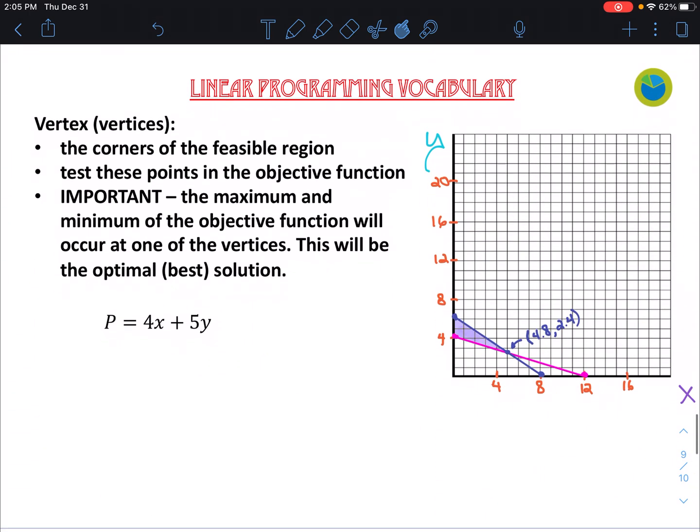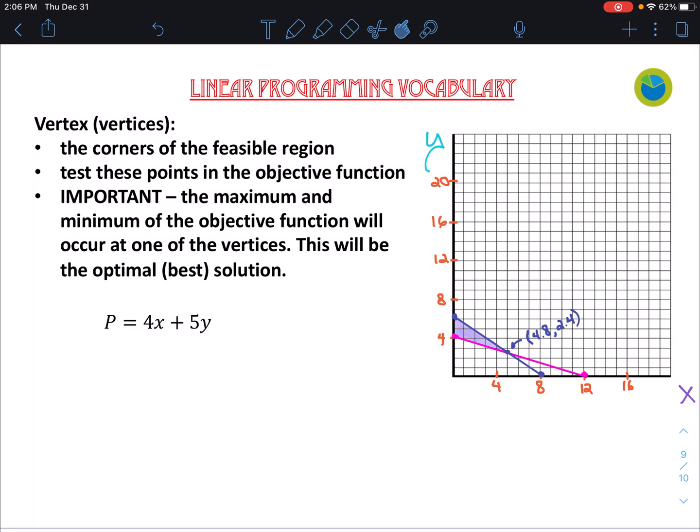All right, so here, a key piece of linear programming is the vertices. Remember, those are just the corners of your shape, and in our case, the corners of our feasible region. These are the points that you are going to test in your objective function, and that is really how you're going to determine which one is the best.